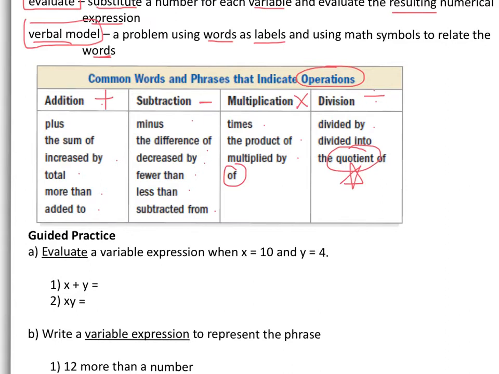Guided practice. Now I'm going to show you how to evaluate a variable expression when x equals 10 and y equals 4. Remember, evaluate means to substitute a number for each variable. So for x, I am going to substitute 10. And for y, I am going to substitute 4. So 10 plus 4 gives me 14. Number 2, x times y, 10 times 4. So 10 times 4 gives me 40.